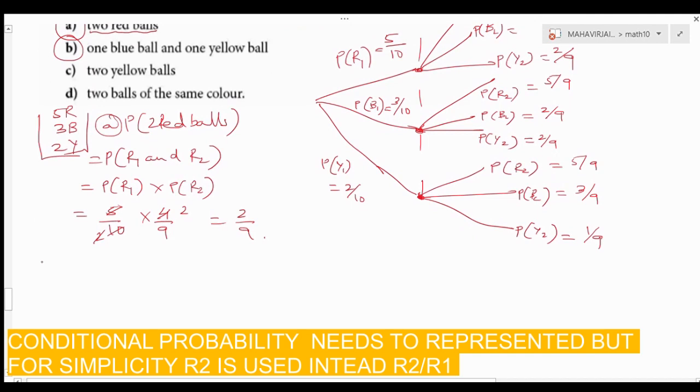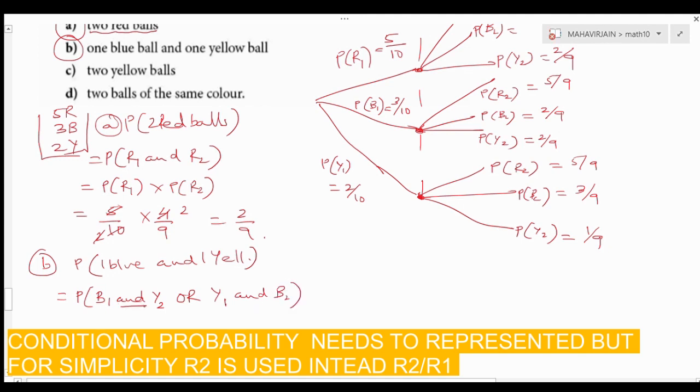Let's see this B question. Now the B question says one blue ball and one yellow ball. So probability of 1 blue and 1 yellow. It is not said first blue. 1 blue and 1 yellow. Now how can this happen? This can happen as probability of blue first and yellow next, or probability of yellow first and then blue. So one blue and one yellow done. Do you understand this?